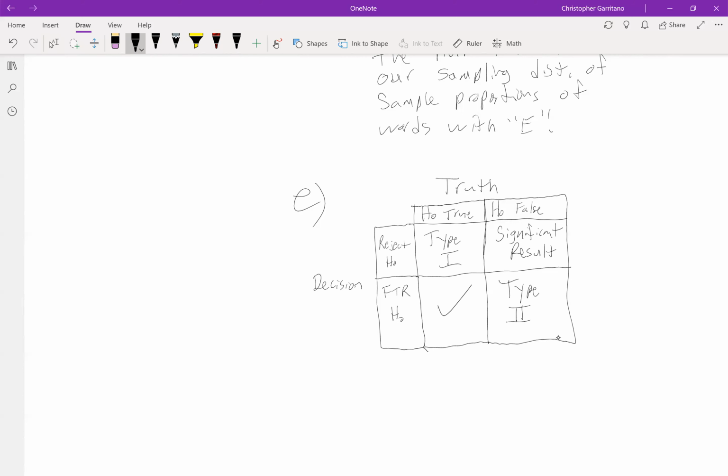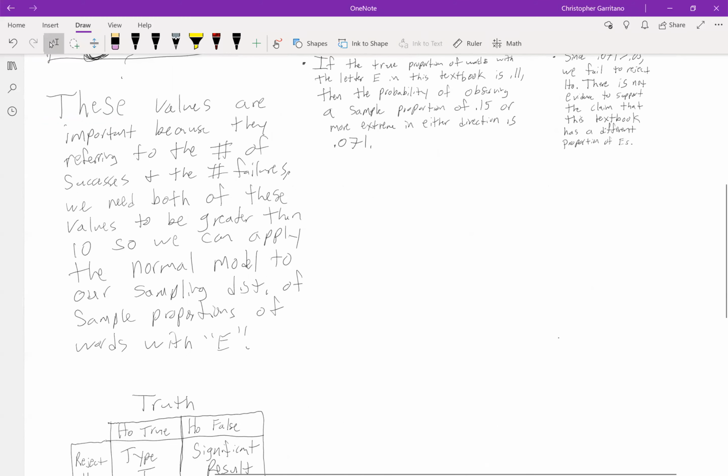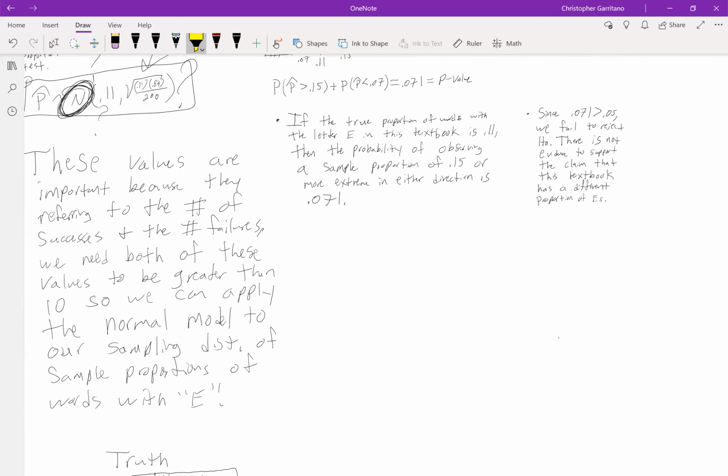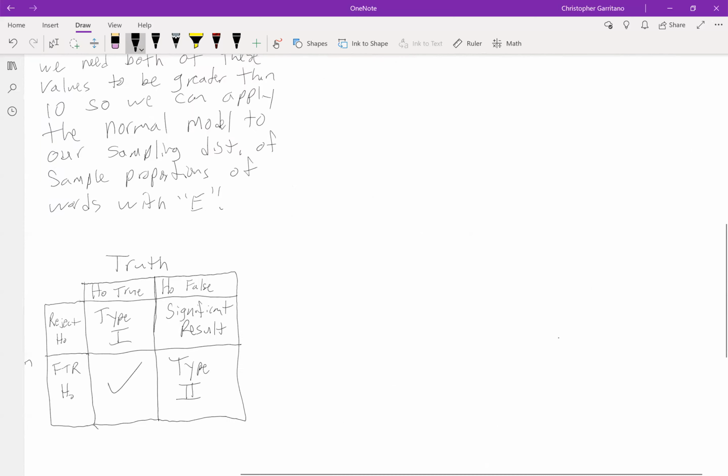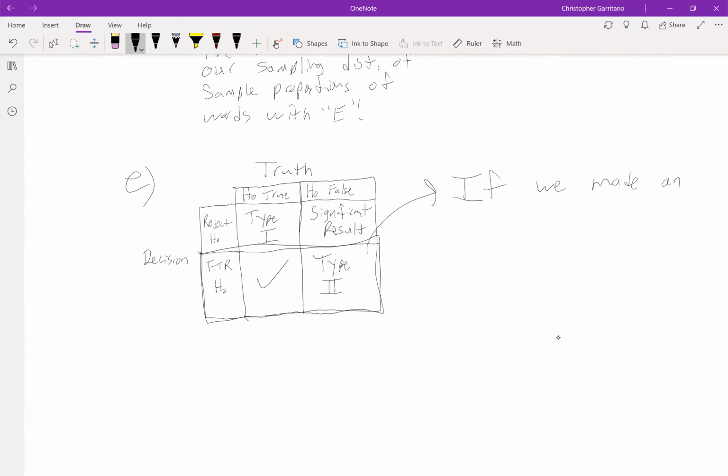So in this particular problem, what type of error could we have made? Well, what decision did we make? Back over here, we failed to reject the null hypothesis. So the only possible error that we could be making is in this bottom row here, which is a type 2 error. So we would say if we made an error, it would be a type 2 error.